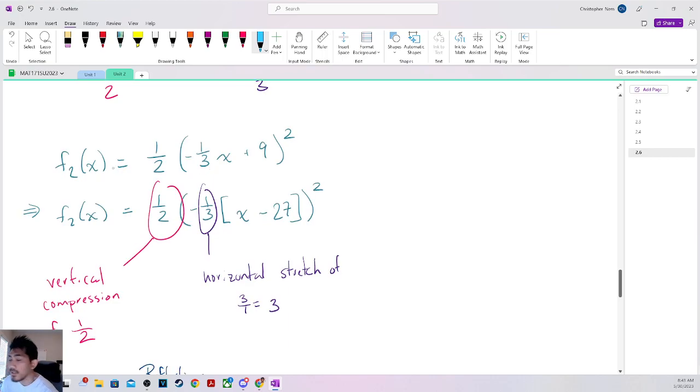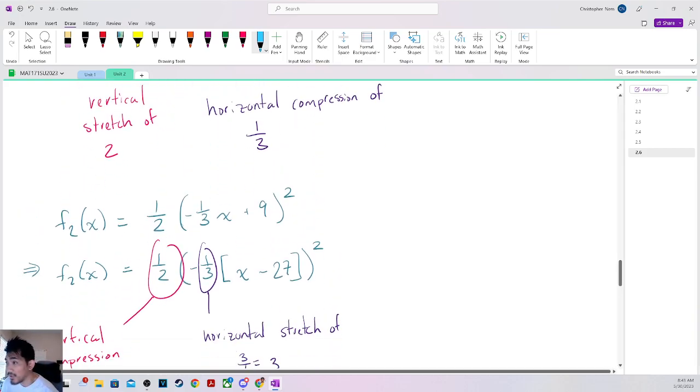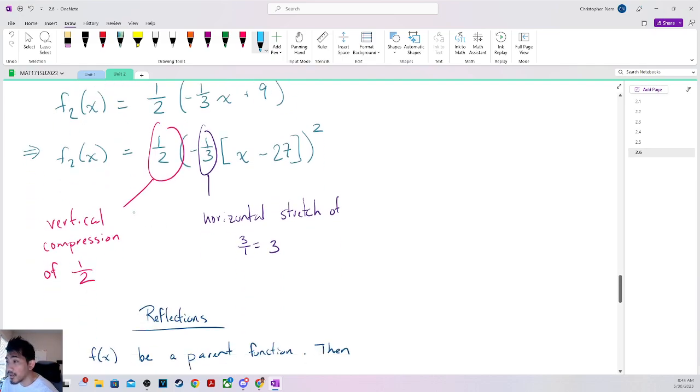All right, let's take another example. 1/2 times (negative 1/3 x plus 9) squared. I'm just going to factor it because that's a habit of mine. I like to factor things immediately, so I'm going to factor it out. Now, this 1/2 is outside my parent function, which is being squared. So this is a vertical compression of 1/2 because this is smaller than 1. Now, this 1/3 is smaller than 1, but it's inside, so it's a horizontal stretch. I reverse it. Of not 1/3, I have to reciprocate that. So it becomes a horizontal stretch of 3.